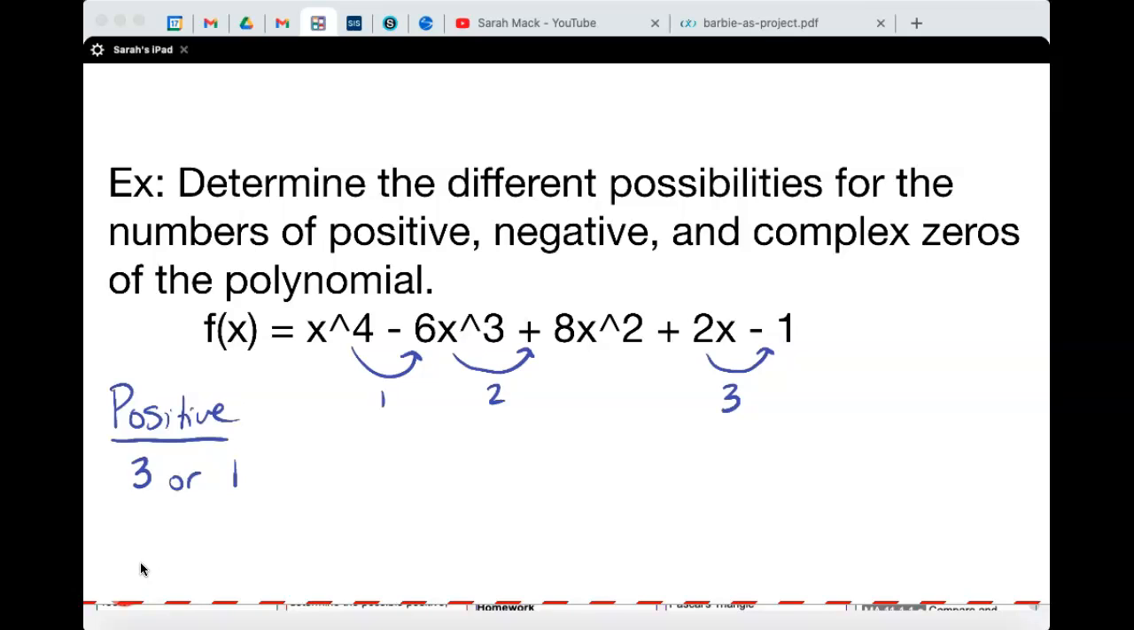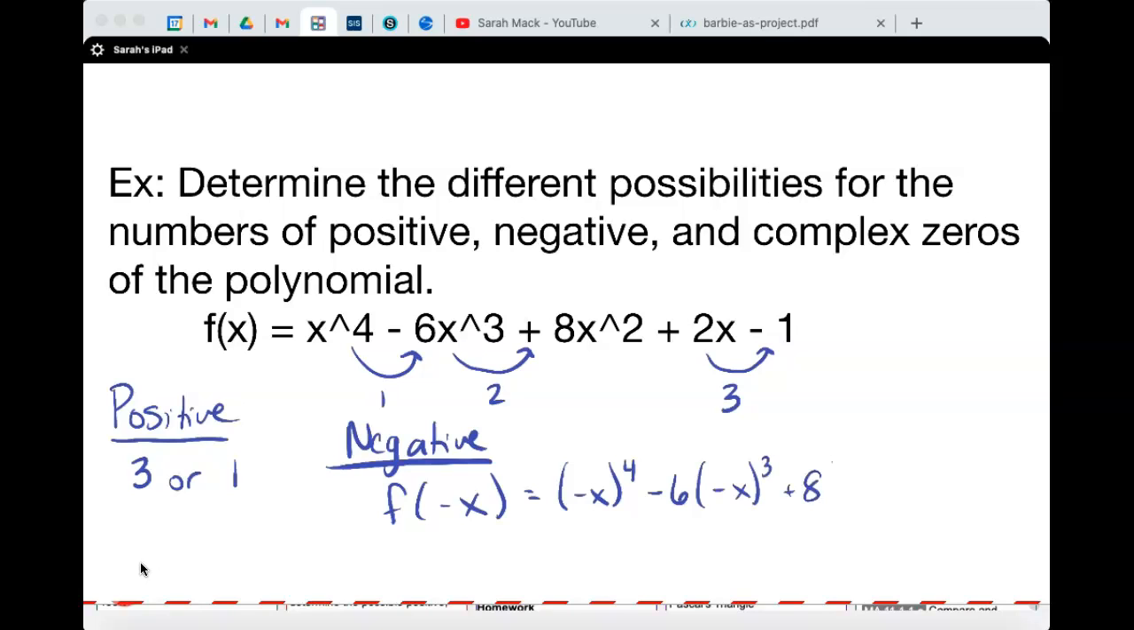Okay, so doing negative, I need to figure out what f of negative x is first before I can count the sign changes. So I'm going to replace every x value with a negative x value, and then we'll simplify it down. Right, so every x replaced with negative x.